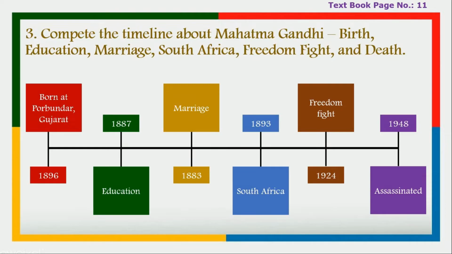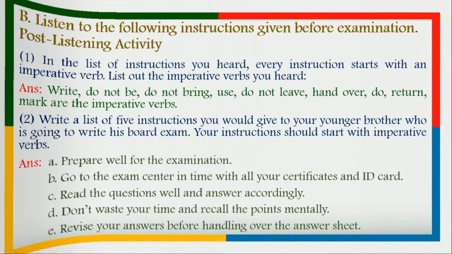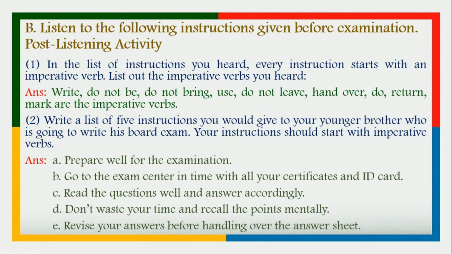First one, born at Porbandar, Gujarat in 1896. Educated in 1887. Married at 1883. Went to South Africa in 1893. Starts freedom fight in 1924 and assassinated in 1948. Next, listen to the following instructions given before examination.